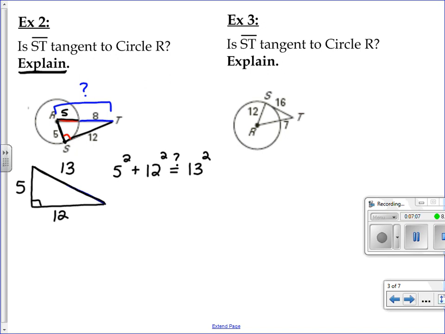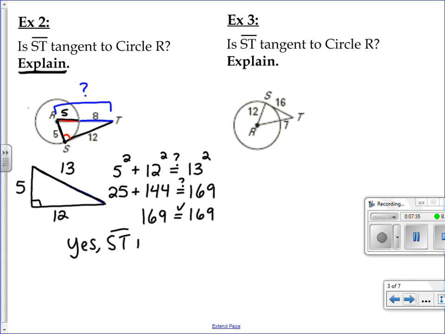So 5 squared will be 25. 12 squared would be 144. 13 squared is 169. And let's go ahead and add that up. 25 and 144 does give us 169. So since everything works out, this is a true right triangle. And yes, ST is tangent to circle R.